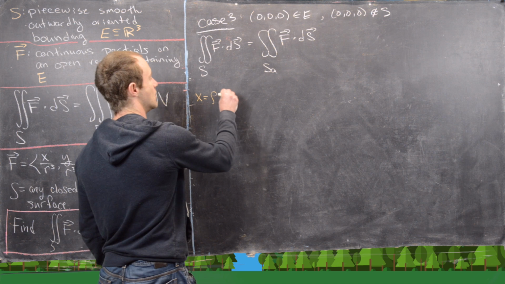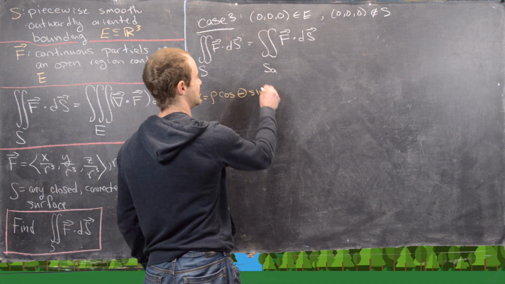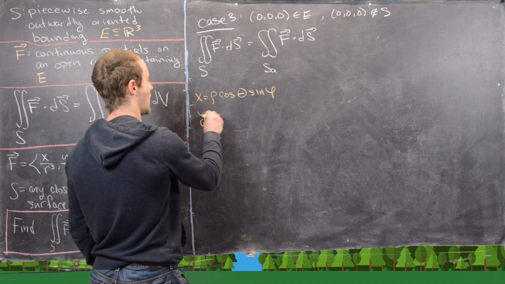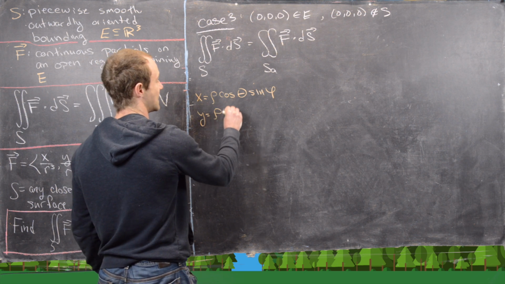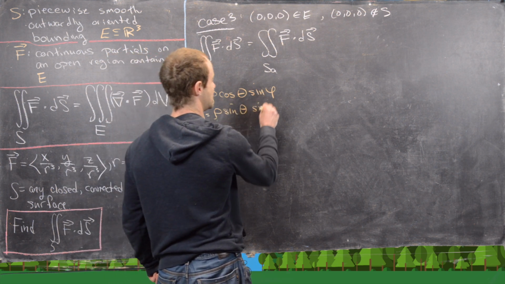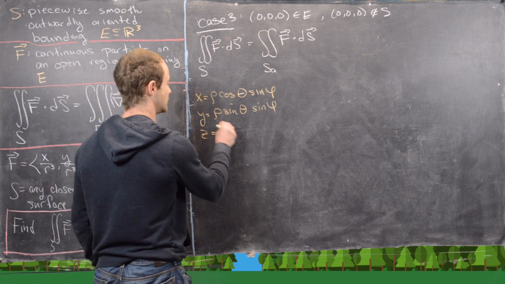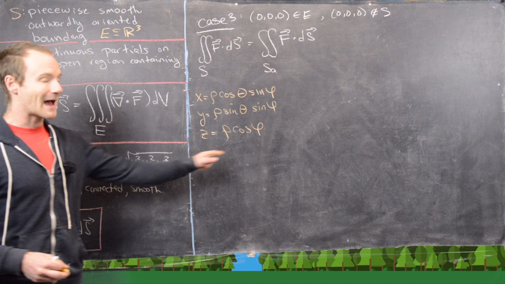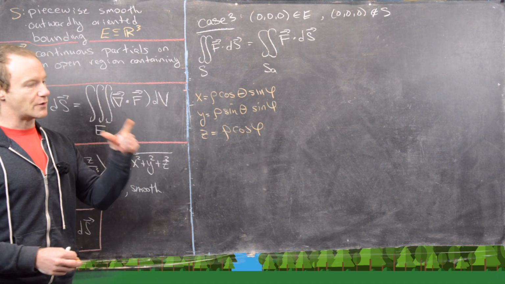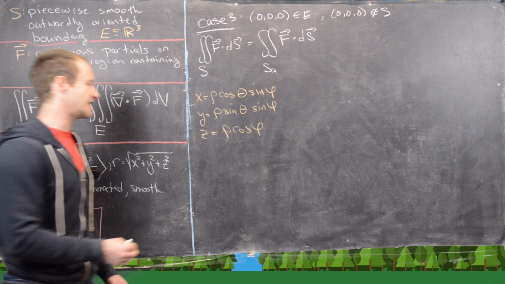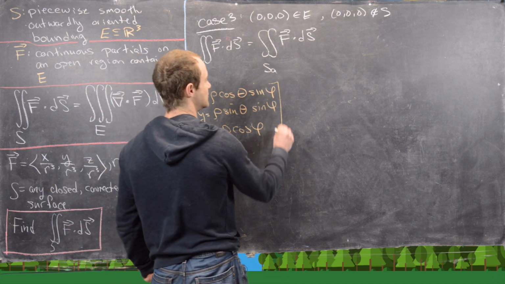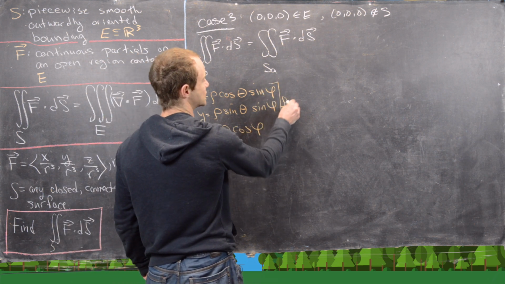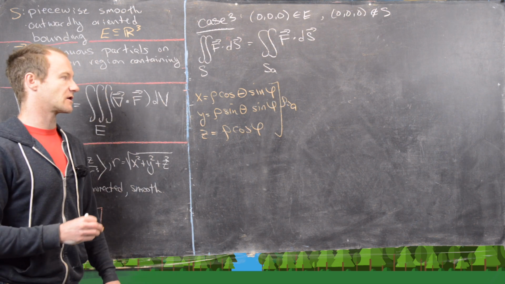So that's going to be rho cosine theta sine phi for the x value. y will be rho sine theta sine phi. And then finally z is equal to rho cosine phi. But that parameterizes all of R^3. We only want to be on a sphere of radius a, which means what we'll do is we'll set rho equal to a, and that will give us our sphere of radius a.